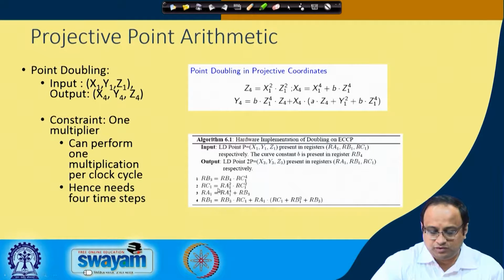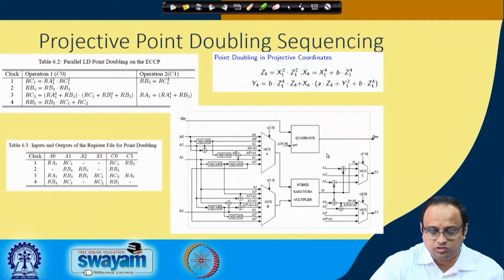For example, if I schedule the operations, one of the important steps that we need to look into is how you schedule these operations, that means, how you do these operations step by step. In this case, we require 4 time steps to do the operation, and here are the corresponding steps which are detailed. This algorithm is essentially a depiction of how these steps would be performed.